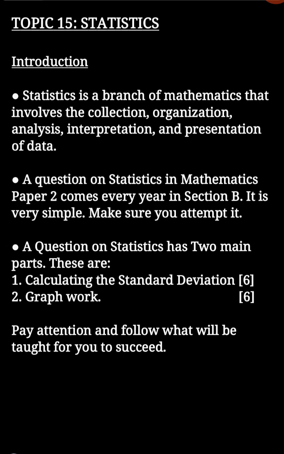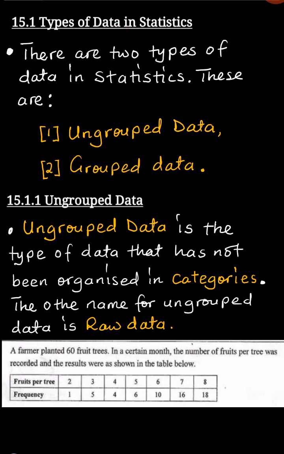Once you have understood this introduction to statistics, I would now want you to understand the types of data in statistics. So, under this aspect, I would like you to know that there are two types of data when it comes to statistics. These types of data are, number one, ungrouped data. Number two, grouped data.